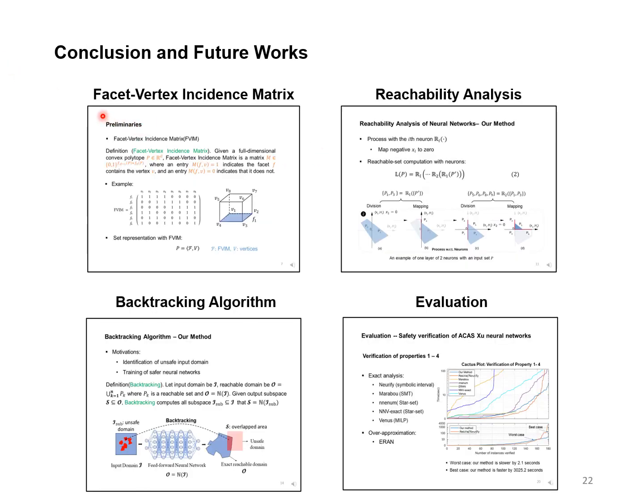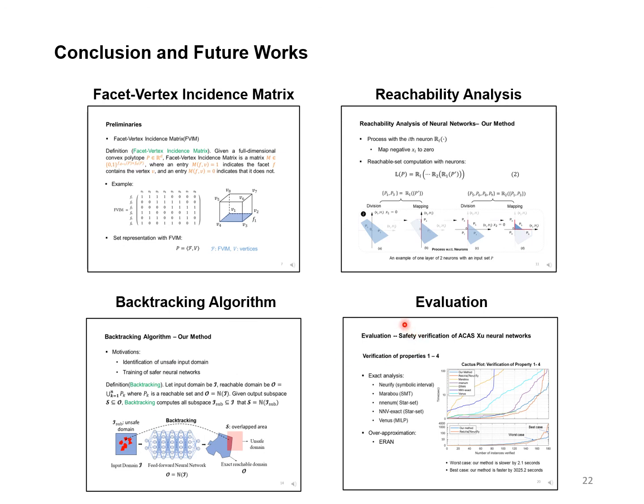In this presentation, we first introduce the facet-vertex incidence matrix. Based on this matrix, we present a new set representation and two operations on it. With this new set representation, we propose our method for the reachability analysis of ReLU neural networks. Our method can compute the exact output reachable set of the neural networks layer by layer. We also propose another algorithm called backtracking, which aims to identify all the unsafe input domains of neural networks. To realize this algorithm, we made some modifications to the set representation as well as its two basic operations.